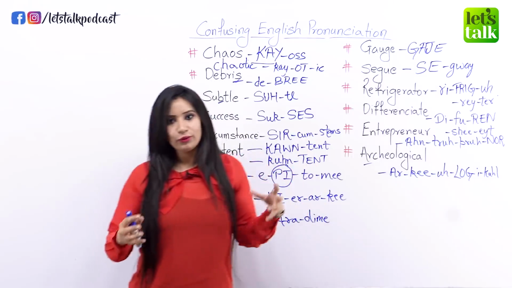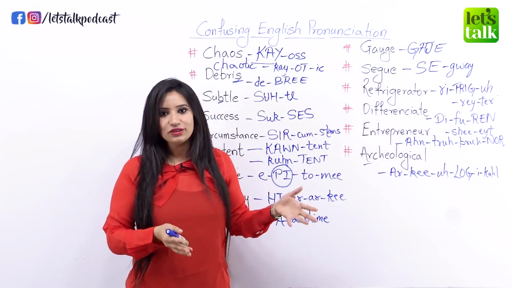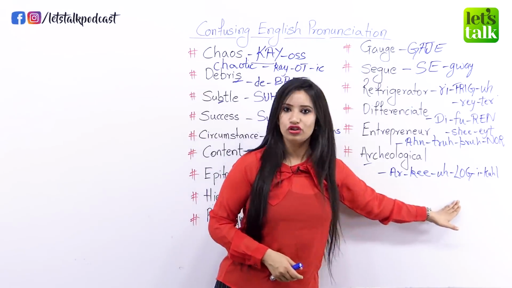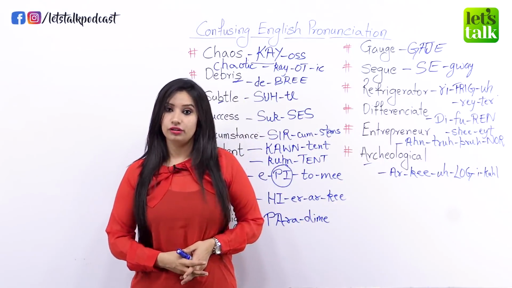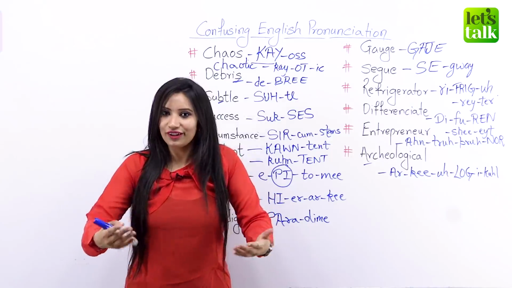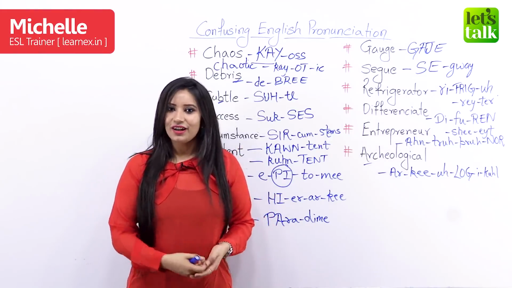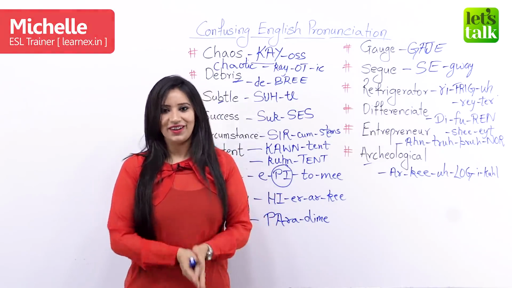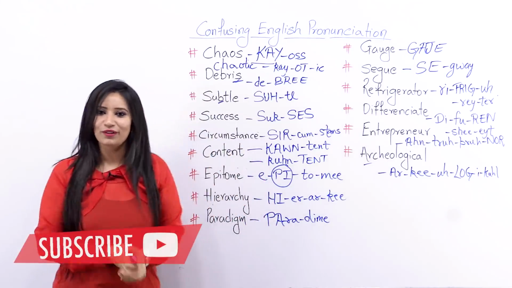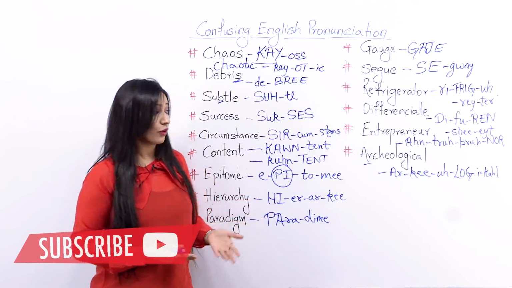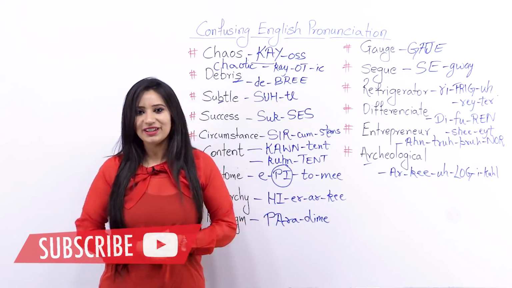Archaeological. So the catch here is that this word is stressed on lodge, okay? So the next time you say it, you'll say it with the stress on lodge, okay? Please repeat that after me. Archaeological, okay. Now that you've got it right, you are a fluent speaker of English because you are pronouncing a word with six syllables absolutely correctly.